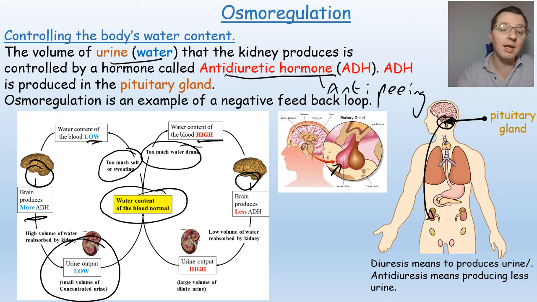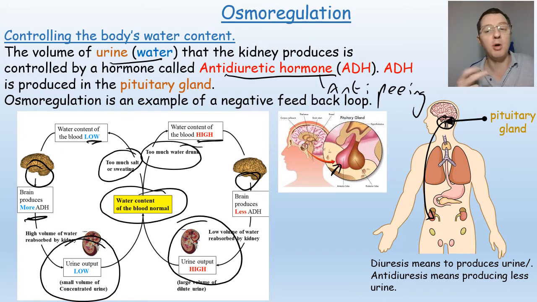Now, the lack of ADH will have an effect on the permeability of the collecting duct, and it will decrease the permeability of the collecting duct. So more water will travel through the collecting duct and be stored in the bladder. So you'll have an increase in the volume of urine, and actually a decrease in the concentration of urine, because there'll be more water there. And this means your body will lose that excess water because it won't be reabsorbed by the collecting duct.